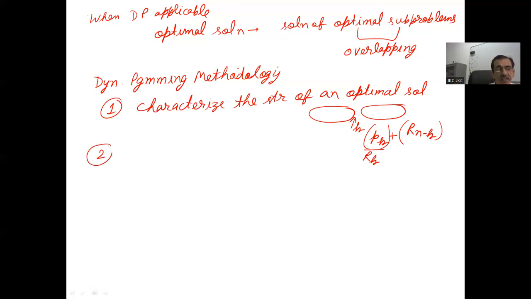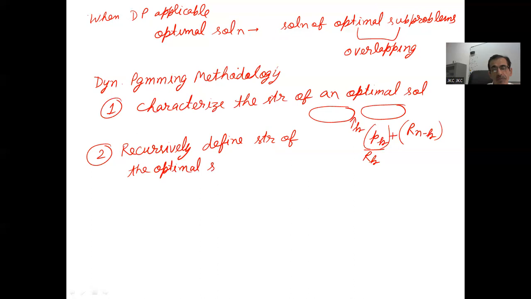Then I said the next step will be that I have to use recursion, or using recursion effectively, I have to define the structure of the optimal solution. Obviously, it is going to use sub-solutions. So define the structure of the overall optimal solution, not a single one. So the overall optimal solution, obviously using sub-problems, which are again recursive in nature.